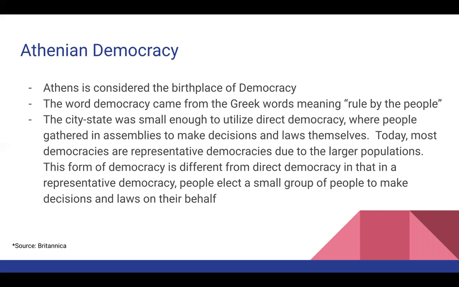So representative democracy simply means that a smaller region, for example a state, has its own representatives to attend a bigger conference to make the law or elect the president. This form of democracy is different from direct democracy in that in a representative democracy, people elect a small group of people to make decisions and laws on their behalf.